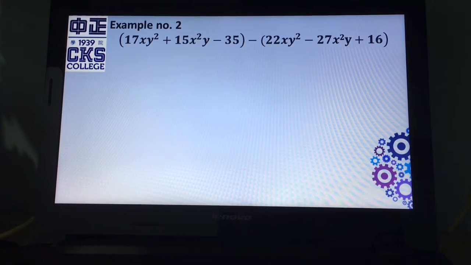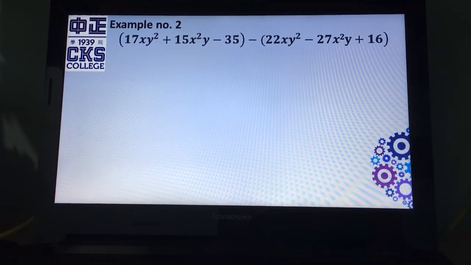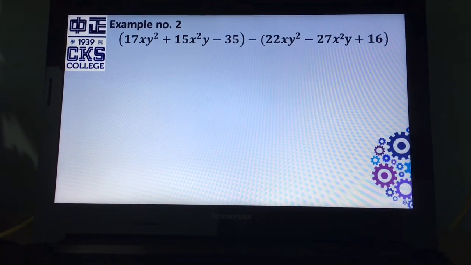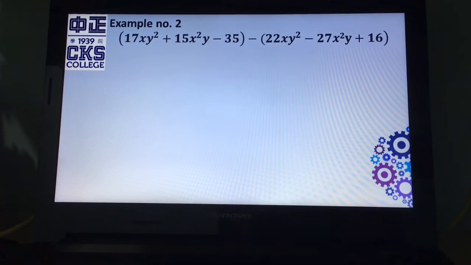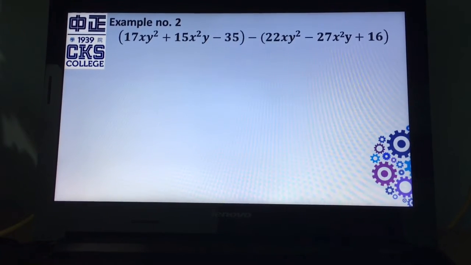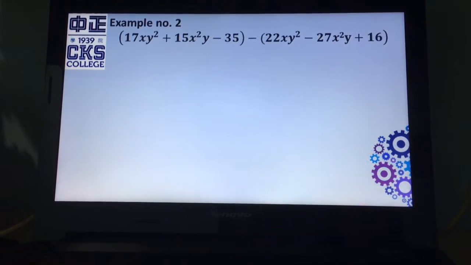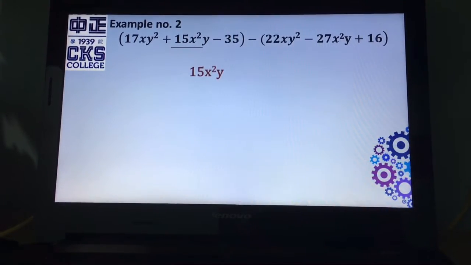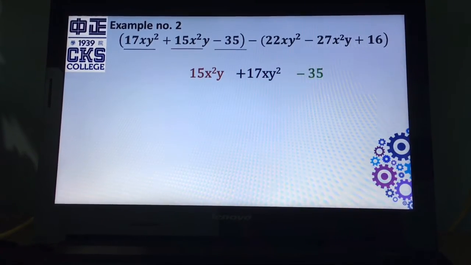In example number 2, the operation is subtraction. So if you will notice, there are 2 variables, which are x and y. So you have to arrange the terms based on the variable x and its exponent. So the highest exponent for x is 2. So we start with the term with x squared. So you have to rewrite them. So that would be 15x squared followed by 17xy squared, then minus 35.